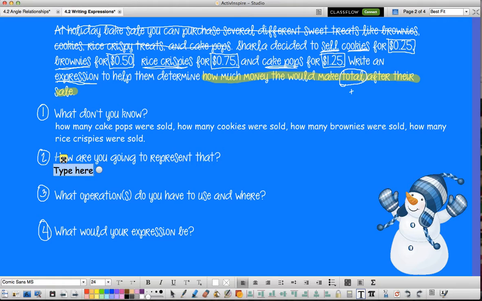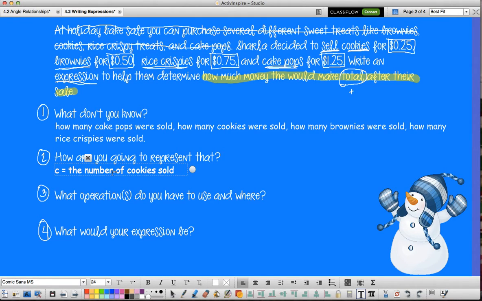Now, this is what we actually call defining the variable. You're going to tell what variable you're going to use, and you're going to explain what that variable represents. So I'm going to start with cookies. I'm going to use C for cookies, but C doesn't just represent cookies, because that could mean the number of cookies we have total. It could mean broken cookies. It could mean ugly cookies. You have to be specific. So C for me is going to represent, and what don't we know? We don't know how many cookies were sold. So C equals, or represents, the number of cookies sold.